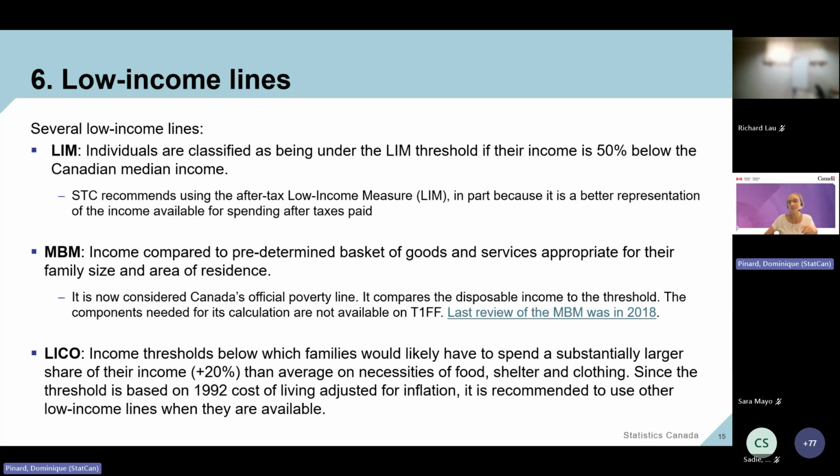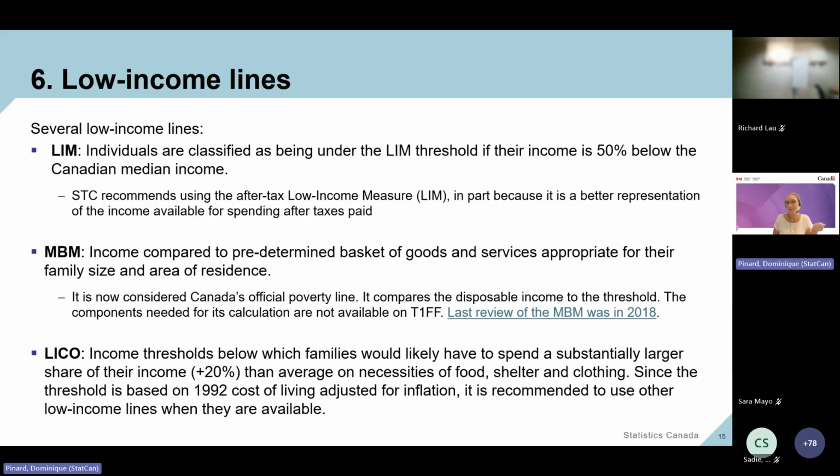The third one is the LICO, the low income cutoff. The LICO identifies that a person is in low income if they spend more than 20% of their income on necessities. To determine the necessities, there's a basket that was created in 1992 based on the basket at that time and is adjusted for inflation. Now, I don't know about you, but in 1992, I didn't have a cell phone. I didn't have internet. So there's definitely an evolution of the basket of goods that the LICO would not take into account, even though it is adjusted for the cost of living and inflation.